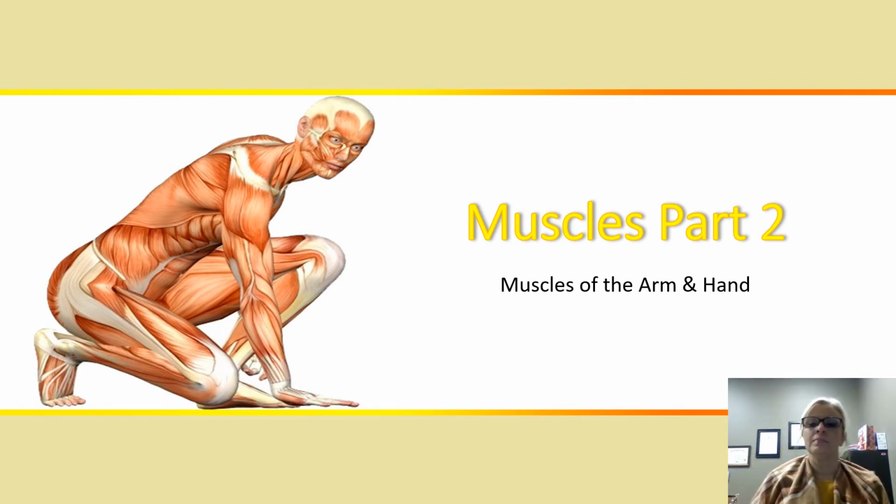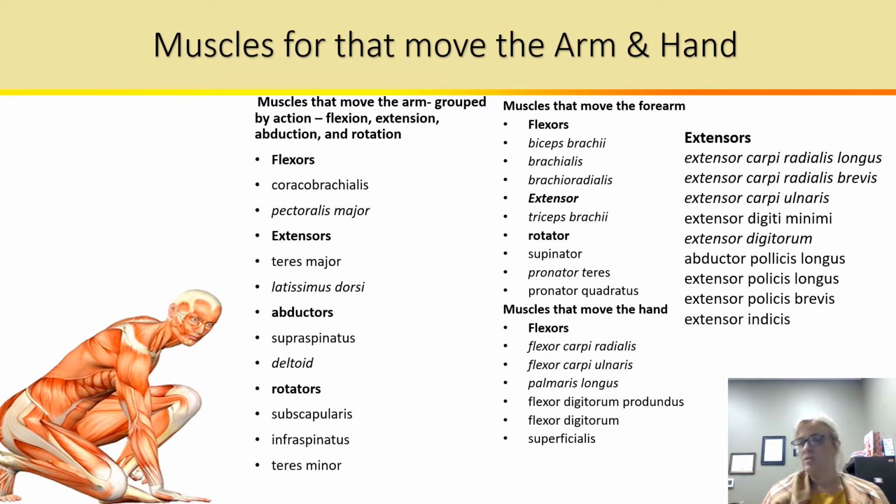All right, so here we are with the second portion here of muscles. We're going to look at muscles of the arm and muscles of the hand. So here's your list of structures to know. Be sure that you look at all of these, both on the models, the cadaver, and of course in APR as well.